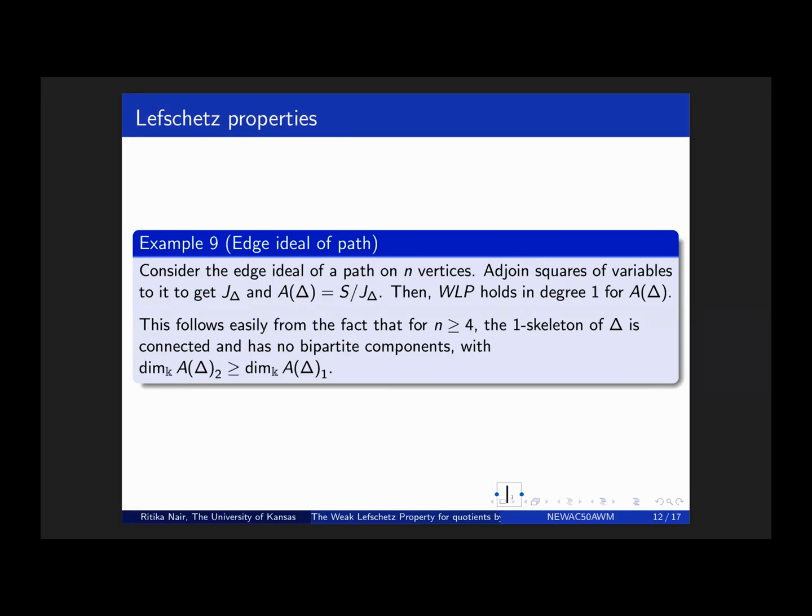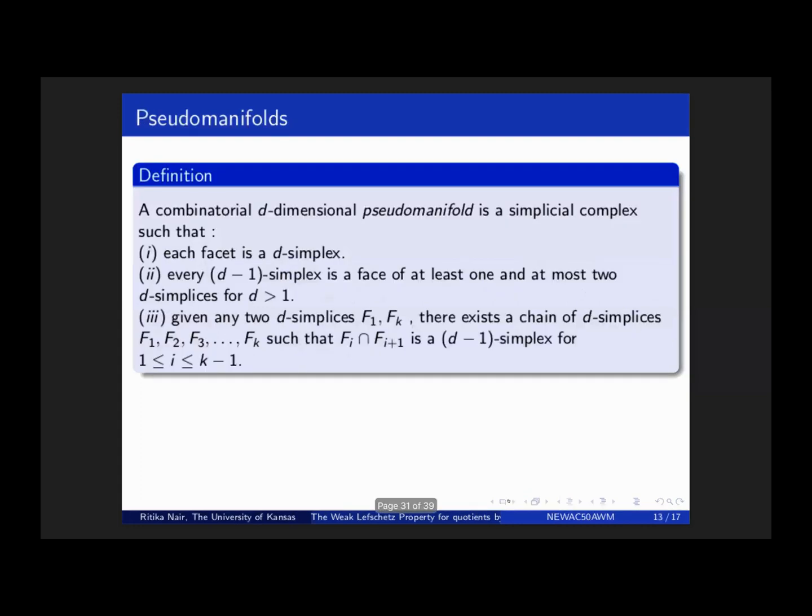Moving on from there, we come to the last part of my talk here, talking about the weak Lefschetz property of something called a pseudomanifold. Now, introducing this terminology, it is basically just a d-dimensional simplicial complex that satisfies some conditions. So the conditions are as follows.